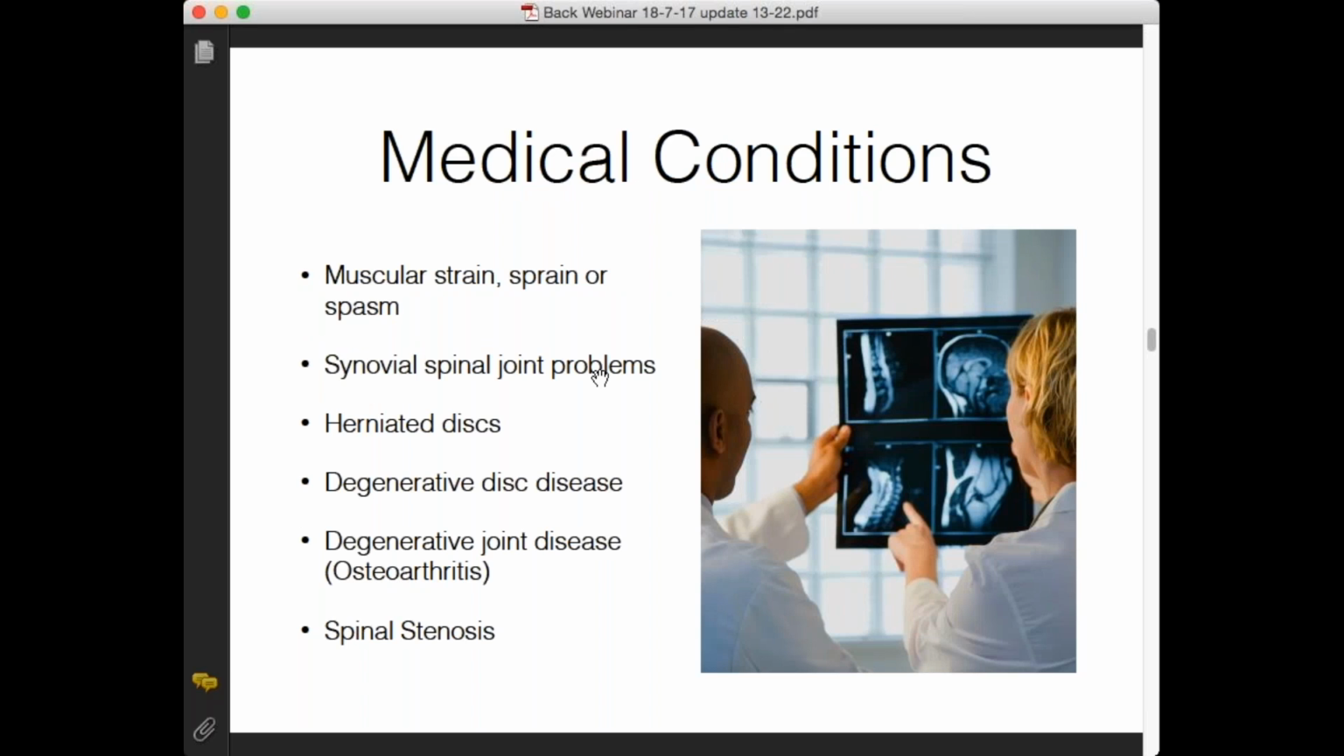Okay, look, here's some medical conditions. What we've got are the obvious muscular strains, sprains or spasms. That's a common cause of back pain, isn't it? Yeah, and a strain is damage, injury to a tendon, a sprain to ligaments. Muscle spasm is often a result of strain. And of course, herniated discs are one of the most common roots of back pain that we come across, and it's what we tend to call a slipped disc.